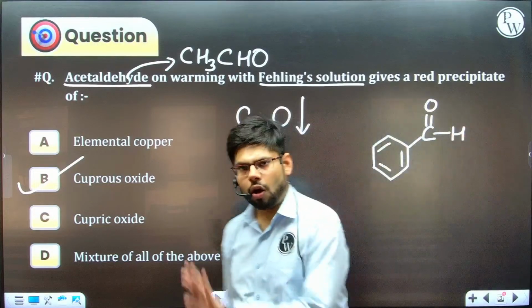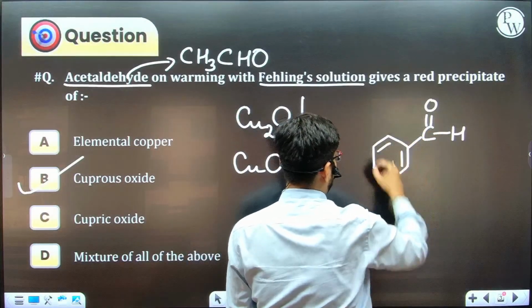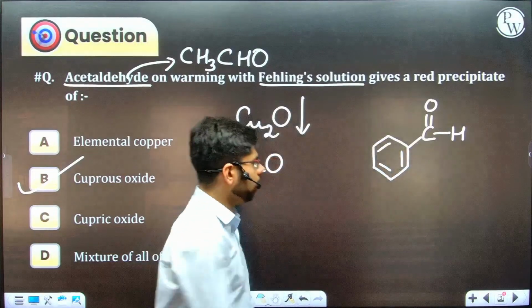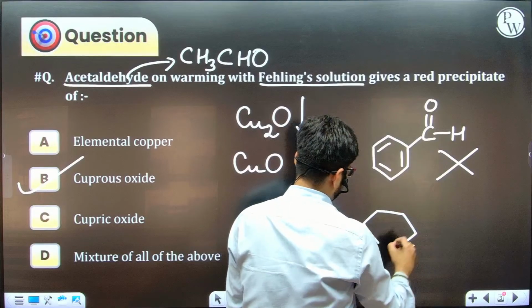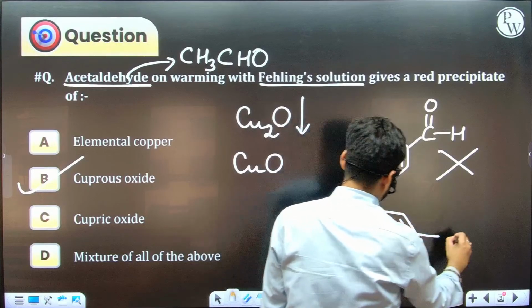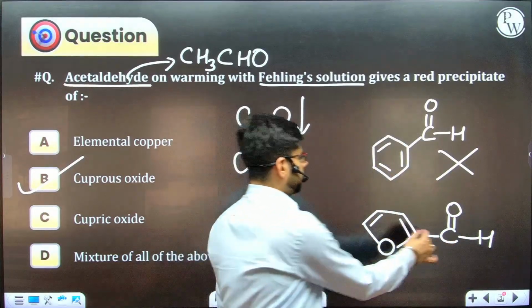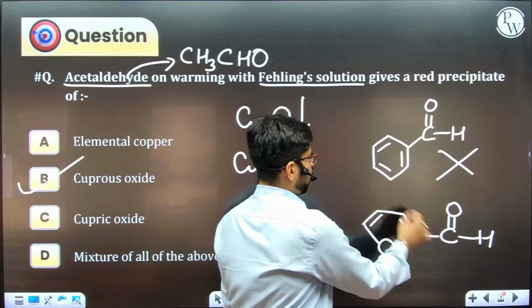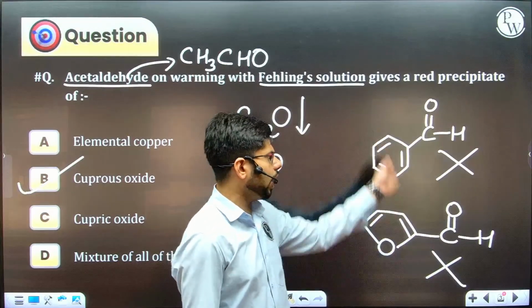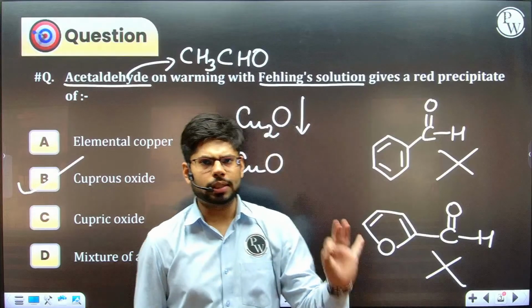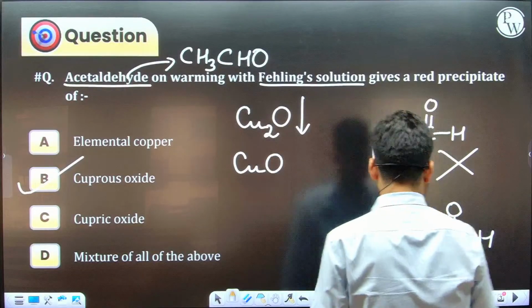If we take benzaldehyde, then this will not react with Fehling's solution because the carbonyl carbon is directly connected to an aromatic ring. This is a phenyl ring, this is aromatic. So this will not react with Fehling's solution. Similarly, if we take this compound, again this is an aldehyde, but this carbon is connected to an aromatic ring, hence this will not undergo reaction with Fehling's solution. So we say such aldehydes do not reduce Fehling's solution. Aromatic aldehydes do not reduce Fehling's solution.